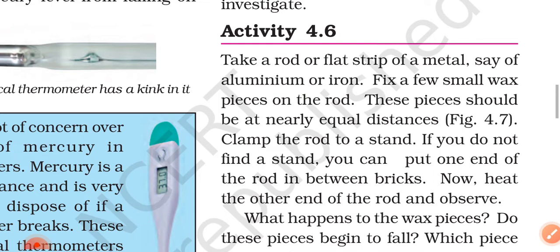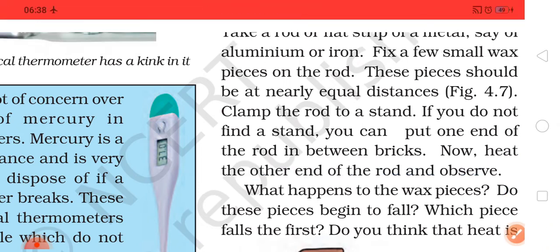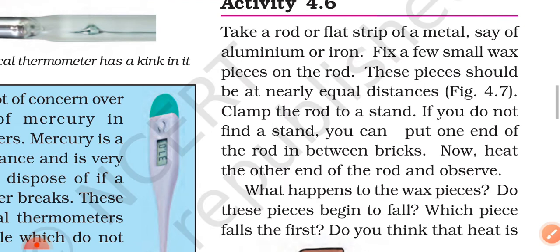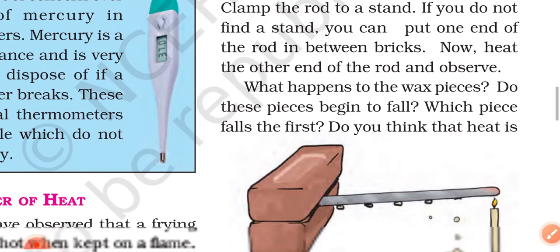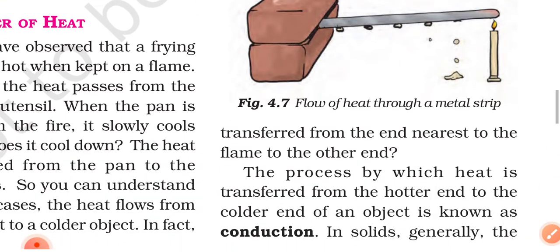Fix a few small wax pieces on the rod. These pieces should be at nearly equal distance. Figure 4.7. Clamp the rod to a stand. If you do not find a stand, you can put one end of the rod in between bricks. Now heat the other end of the rod and observe. What happened to the wax pieces? Do these pieces begin to fall? Do you think that heat is transferred from the end nearest to the flame to the other end?